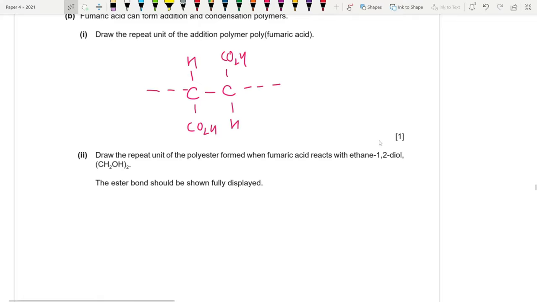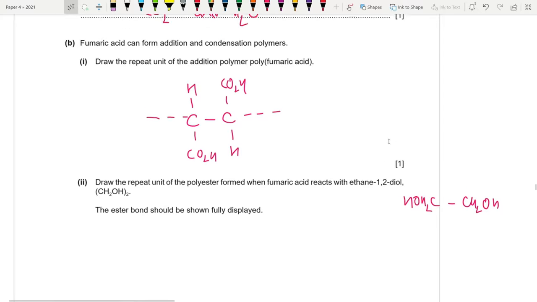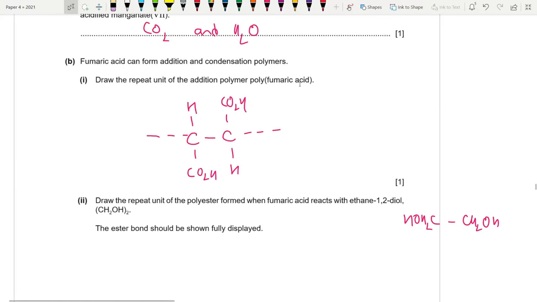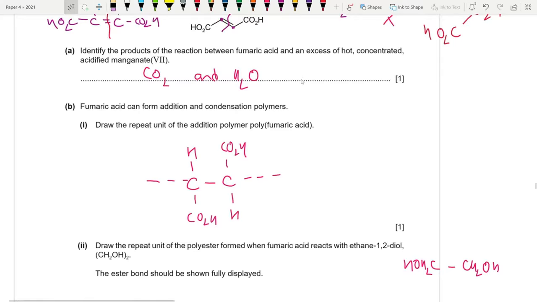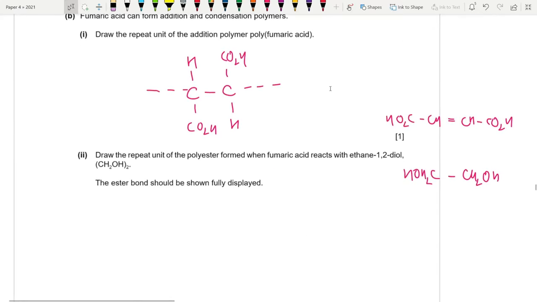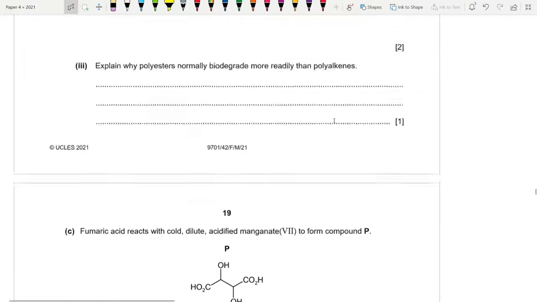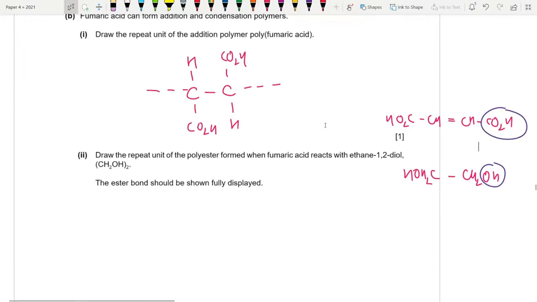Draw the repeat unit of the polyester formed when fumaric acid reacts with ethane-1,2-diol. Okay, so we have CH2OH, CH2OH. This is ethane-1,2-diol, and we have fumaric acid over here. So we want to form a polyester. CO2H, CH double bond CH, CO2H. Let's form the polyester. The polyester will form between the alcohol group and the carboxylic acid group, right? Let's do this, carboxylic acid group and the alcohol group.